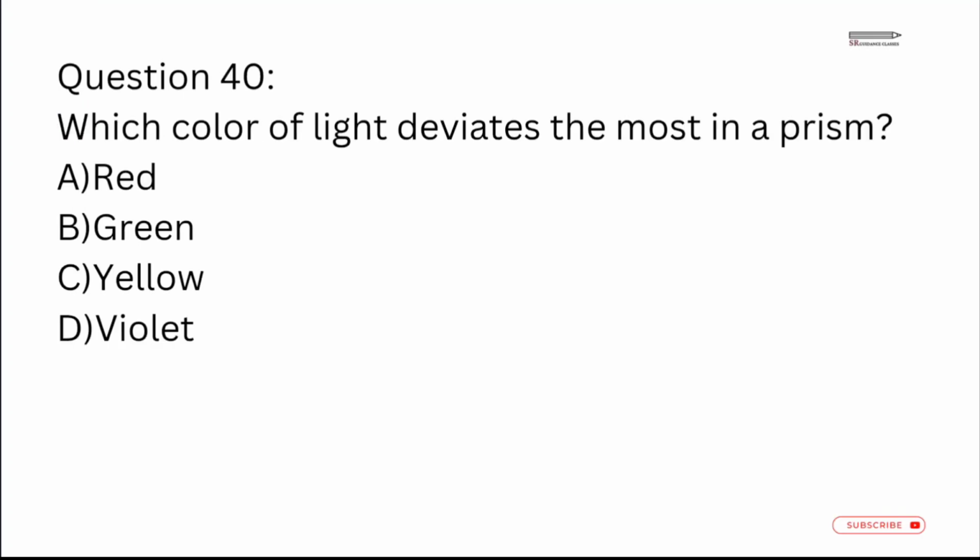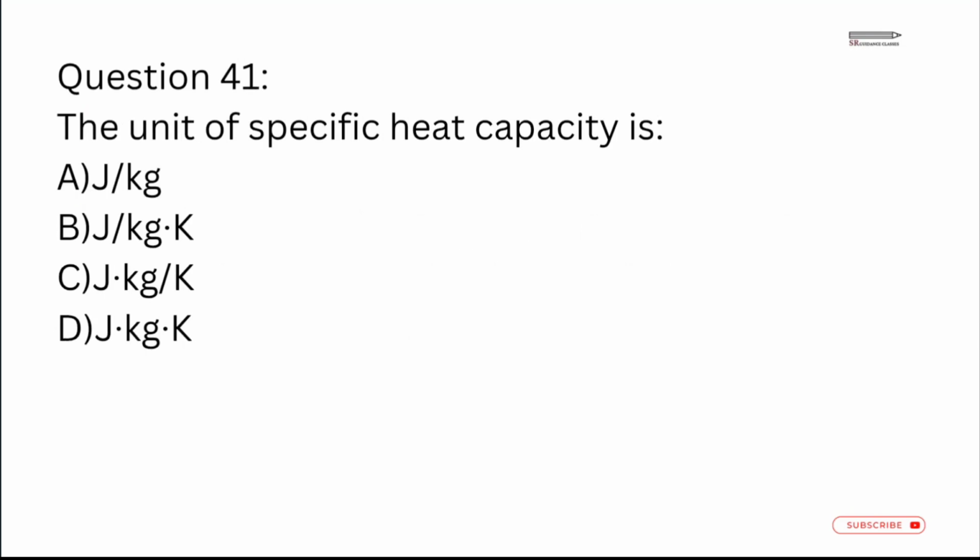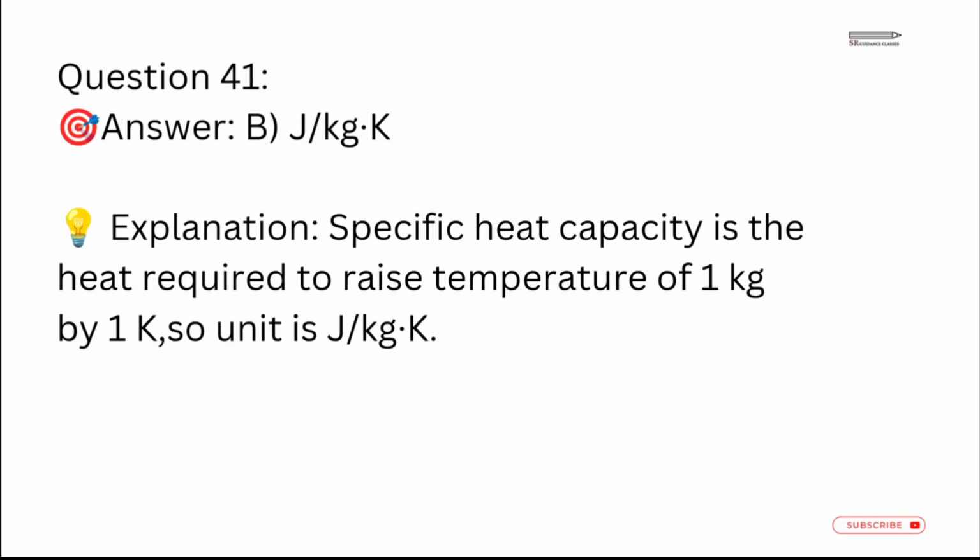Which color of light deviates the most in a prism? The correct answer is option D, violet. The unit of specific heat capacity is. The correct answer is option B, joule per kg Kelvin.